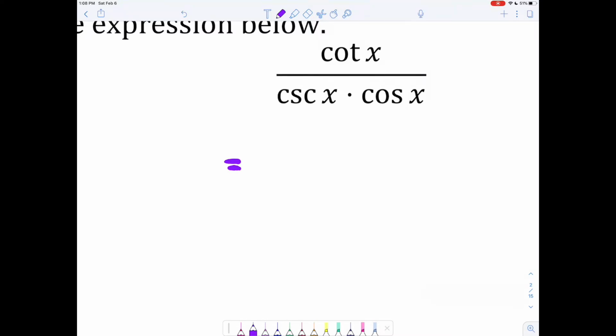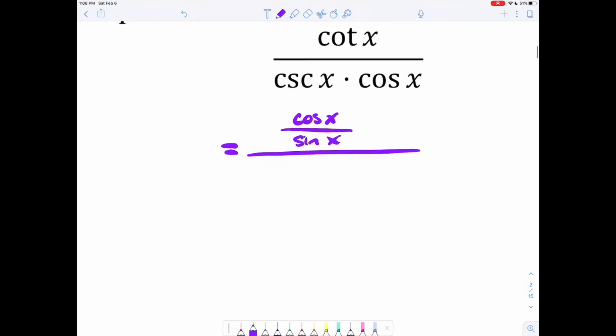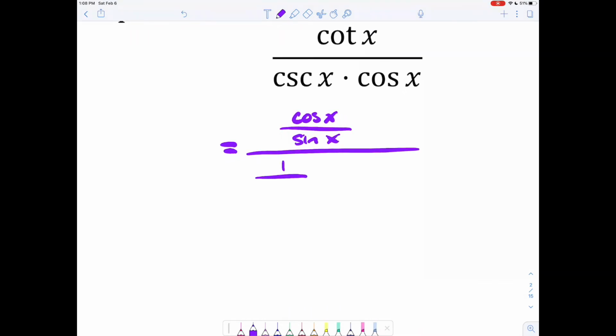One thing that I might do is express cotangent as a ratio between cosine and sine. So my numerator is now that. And I might consider expressing cosecant as 1 over sine x. So the only changes I've made there are to express cotangent as cos over sine because of that quotient identity, and to express cosecant as 1 over sine based on the definition of cosecant from that reciprocal identity.